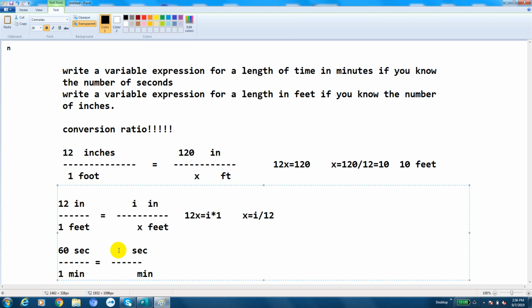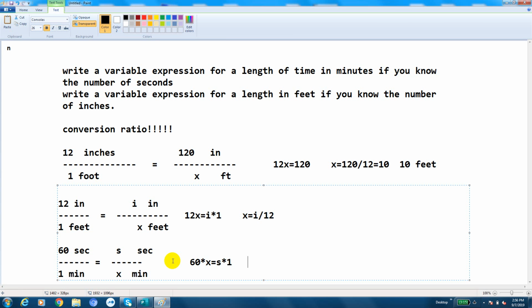Let's read it. A variable expression for a length of time in minutes if you know the number of seconds. The number of seconds is S. So you know S, which means you have to calculate the number of minutes. That's an X. You have an equation: 60 over 1 equals S over X. Cross multiply. 60 times X equals S times 1.